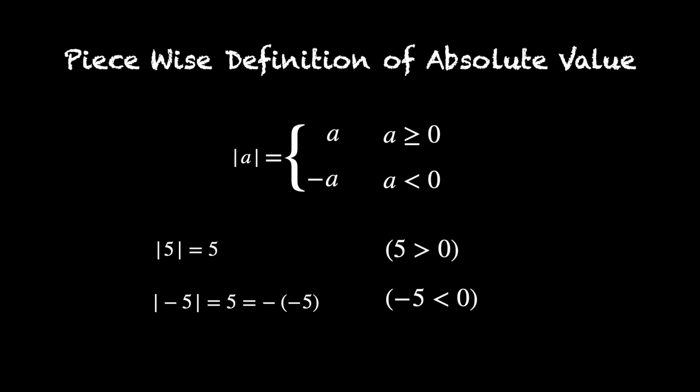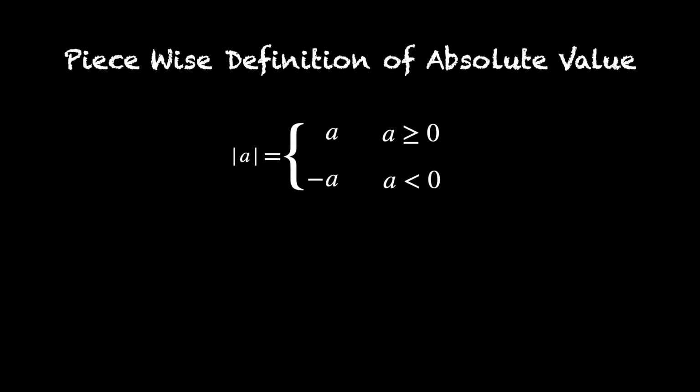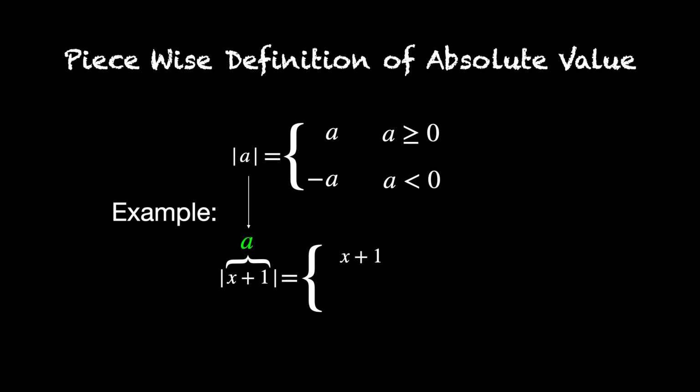Let's solve an example for absolute value of a function. For example, absolute value of x plus 1, we can assume x plus 1 is a. So just substitute x plus 1 for a in the above formula. So absolute value of x plus 1 is x plus 1 when x plus 1 is a number greater than or equal to 0, when it's positive. And it is negative x plus 1 when x plus 1 is a negative number.